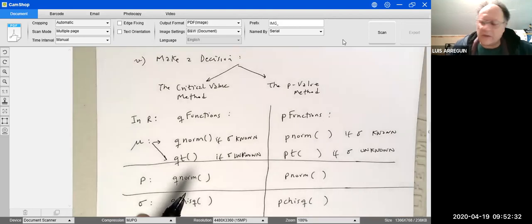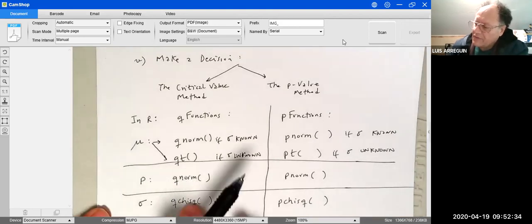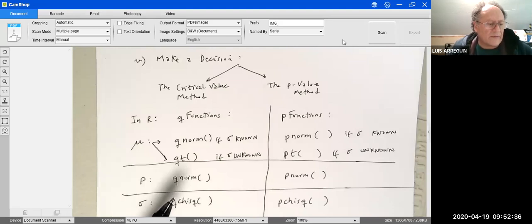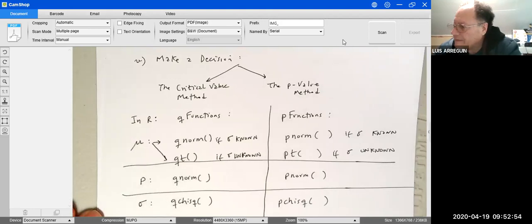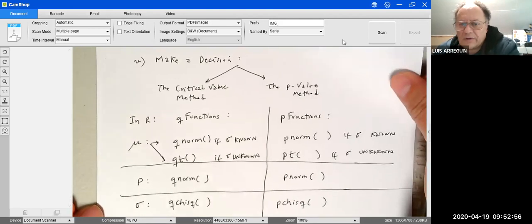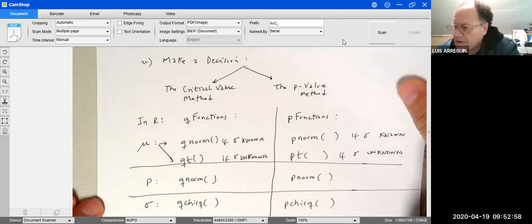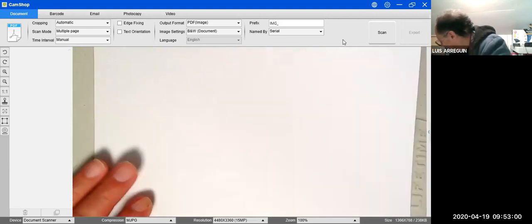Later I'm going to give you details about these functions once we start using those functions for our computations to make a decision. And then we're going to see later also how to write the conclusion. So now we're going to start with the first section of this chapter, just to show some terminology that we're going to learn dealing with hypothesis testing.